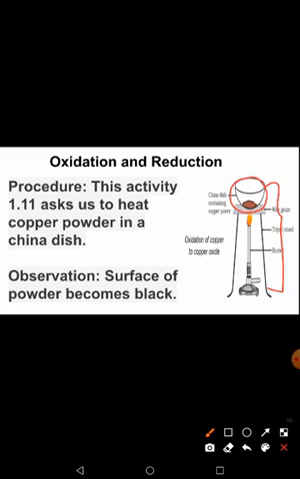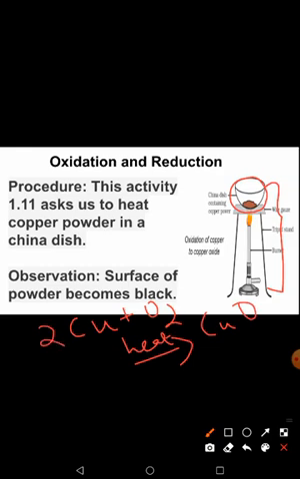Why is it happening? Because oxygen is getting added to copper, because of which copper oxide is formed. The equation for this reaction is like this. Copper reacts with oxygen, means we are heating here, to give you copper oxide. Let me balance. So it forms copper oxide, and you can call this an example of oxidation reaction also.